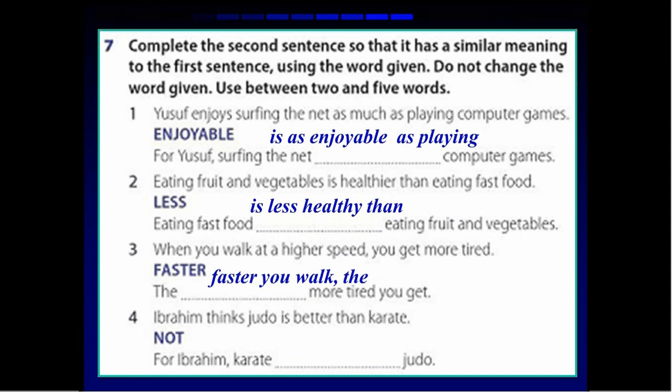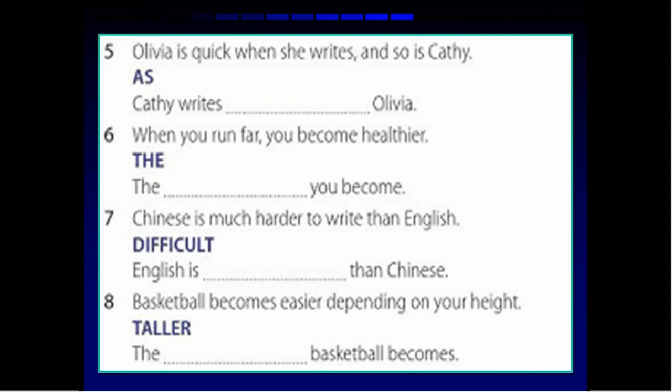Number 4. Ibrahim thinks judo is better than karate. For Ibrahim, karate is not as good as judo. Quality but in negative form. Number 5. Olivia is quick when she writes, and so is Kathy. Use as. It's easy. Kathy writes as quickly as Olivia.